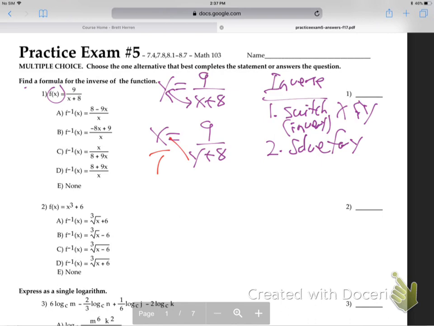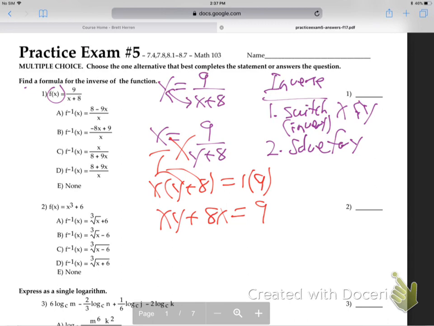And then put this over 1, diagonal, diagonal, cross multiply. And that'll be distribute: xy plus 8x is 9. Remember that? Is it coming back? So switch x and y. Solve for y. What do I get to do now? Can you finish that up? Solve for y.